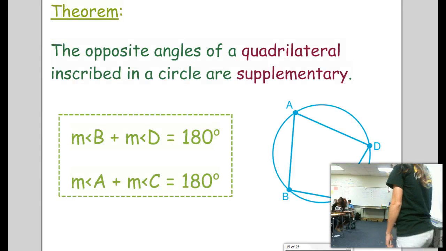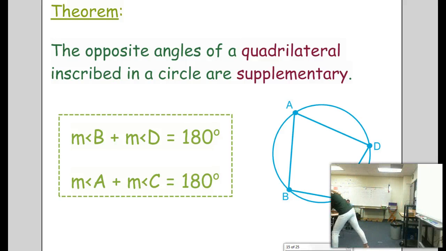No, it's not it. Right, this next theorem. We've got 3 theorems. 1, 2, 3 theorems. Guys, you need to write this theorem down. The opposite angles in a quadrilateral that is inscribed in a circle are supplementary. The opposite angles in an inscribed quadrilateral are supplementary.